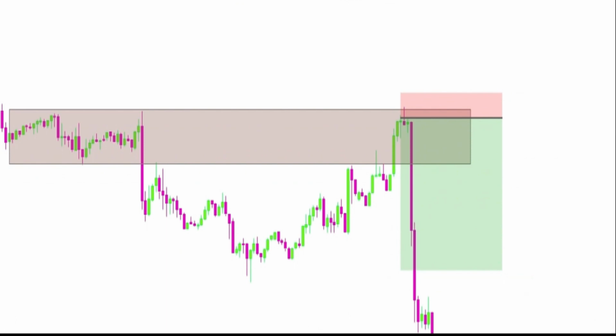We must know one thing, that the price does not always come inside the demand and supply zone and then continue its previous trend. Sometimes the price comes close to the demand or supply zone but does not come inside it. Let us see one example of it. As you can see here, the price is making higher highs and higher lows, which indicates that the market is in an uptrend.